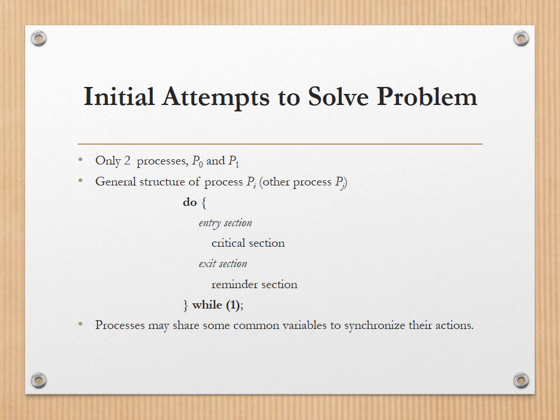The bounded buffer problem requires proper synchronization to ensure that the producer and consumer processes access the shared buffer safely. A simple approach is to use two processes, P producer and P consumer, with a structured execution pattern. Process structure. Each process follows a repeating cycle. Entry section: check that it's safe to enter the critical section. Critical section: performs operations on the shared buffer. Exit section: updates shared variables and allows the other process to proceed. Remainder section: executes unrelated tasks before re-entering the loop.